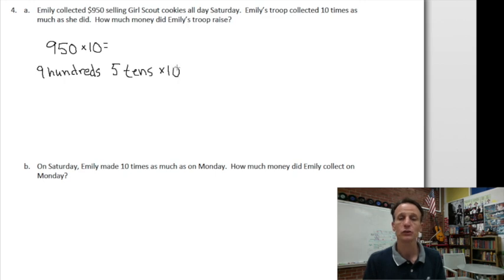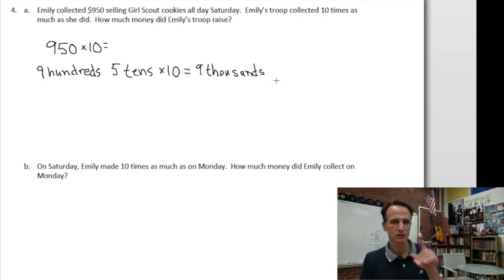Doesn't this look like just what we did up in number 2 up there? Right. Okay, and so we know now, we're going up the place value chart, so that would be 9 thousands. And those 5 tens, what comes up a spot from the tens place? Hundreds. So 5 tens times 10, 5 hundreds. These are some industrious Girl Scouts.